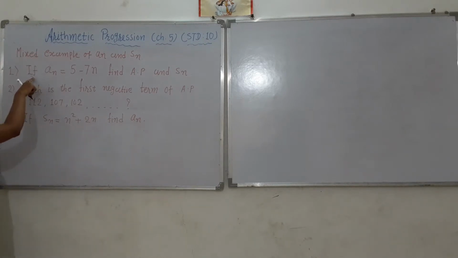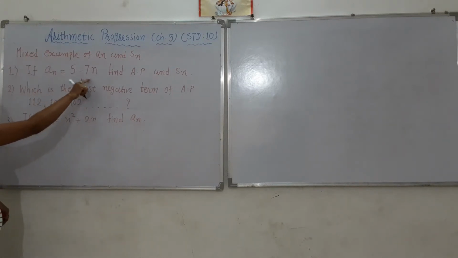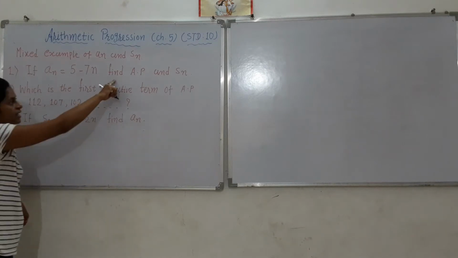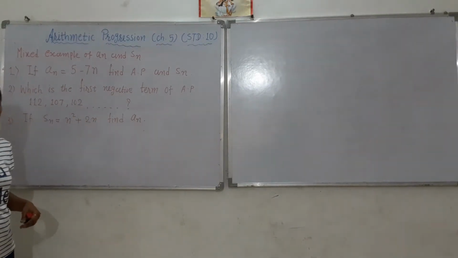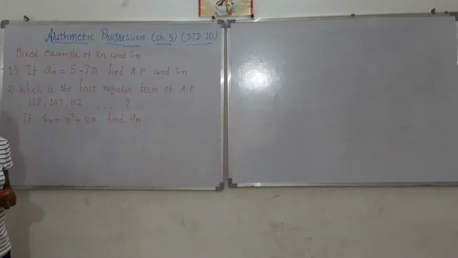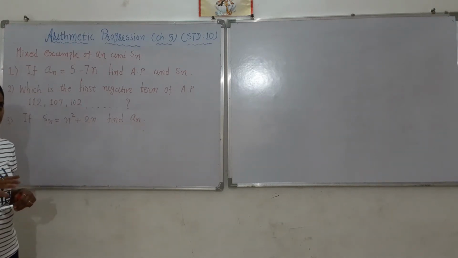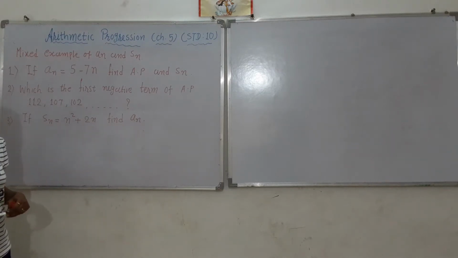The first question is: an is equal to 5 minus 7n. Find the arithmetic progression and Sn. In the previous video, the arithmetic progression was given, and by using it you found an, that means the nth term, and their Sn, meaning the sum to n terms. But here an is given and you want to find the arithmetic progression.